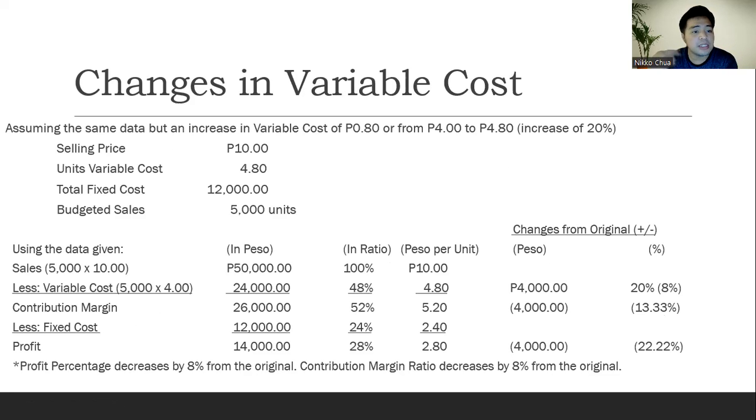So kanina, changes in the selling price. Now let's assume that there's an increase in the variable cost. And that is 0.80, that is 4.80 na po ang ating variable cost. Ibalik natin ang selling price, that is 10 peso. So assuming that there is an increase of 20% in the variable cost. So in peso, nandito po yung 50,000.